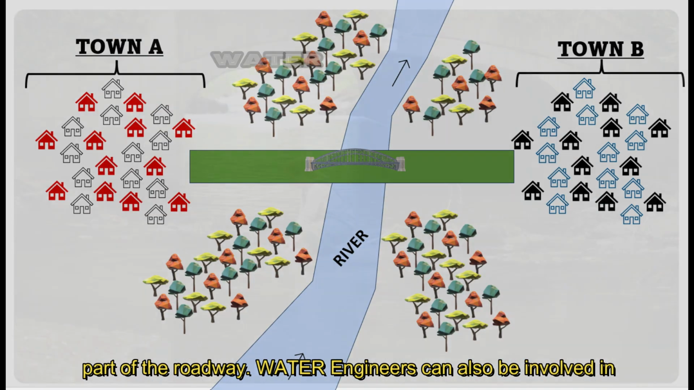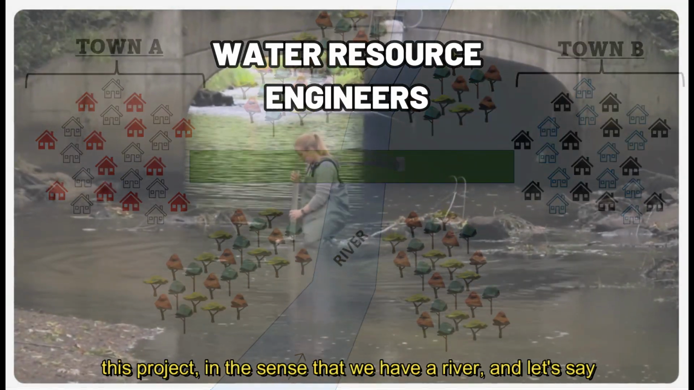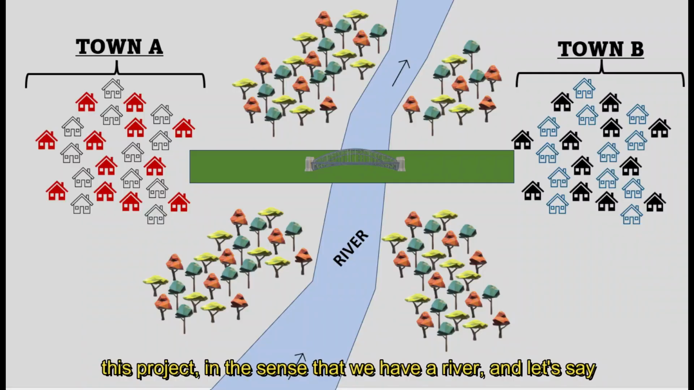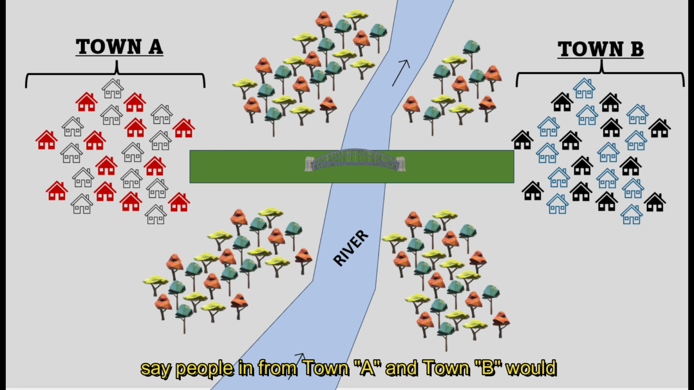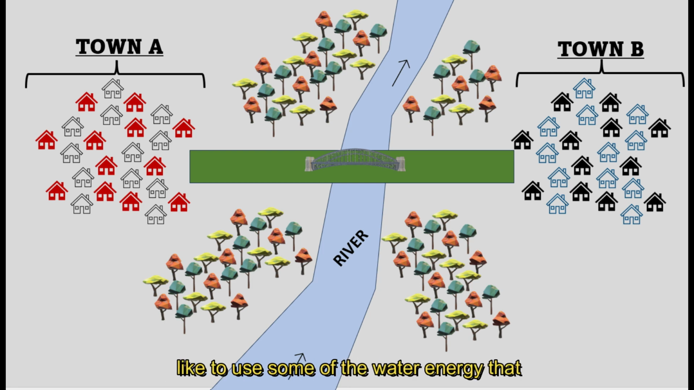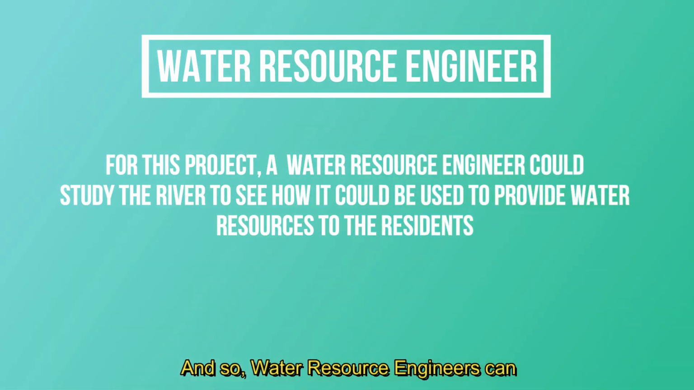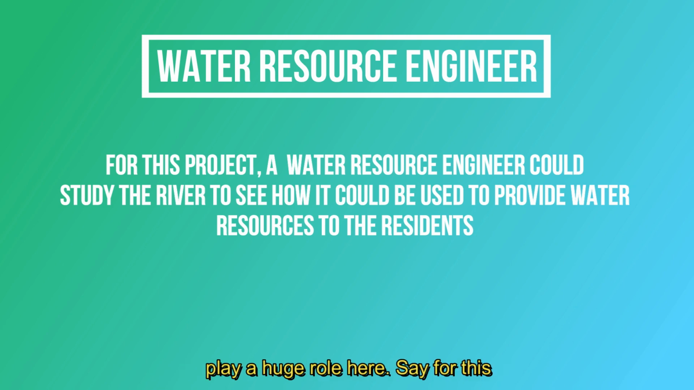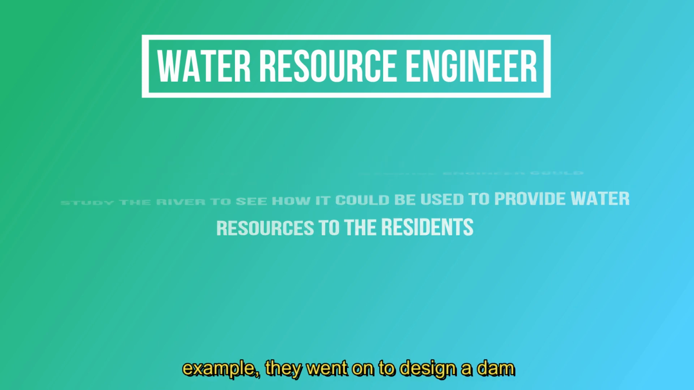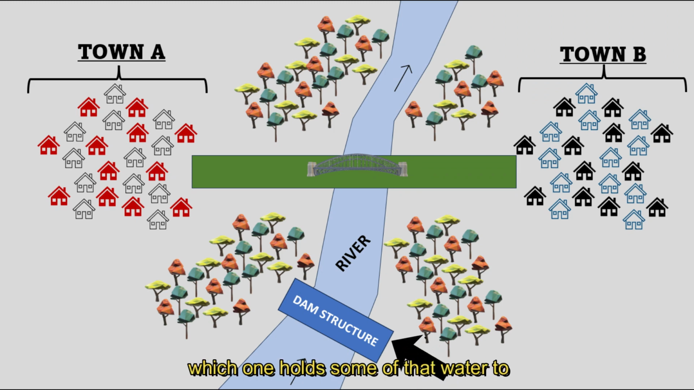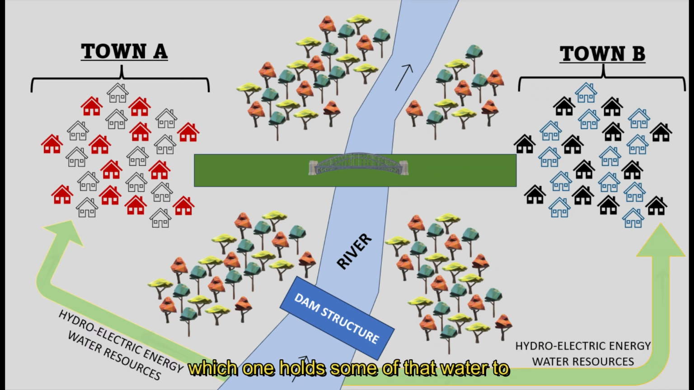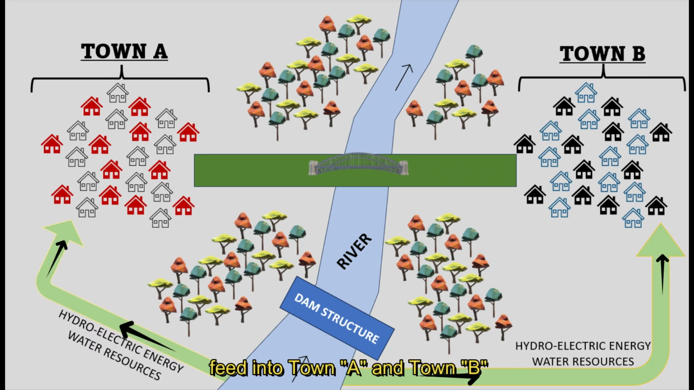Water engineers can also be involved in this project in the sense that we have a river, and let's say people from town A and town B would like to use some of the water energy that comes through the river to get water and electricity. And so water resource engineers can play a huge role here. Say for this example, they went on to design a dam which can hold some of that water to feed it into town A and town B.